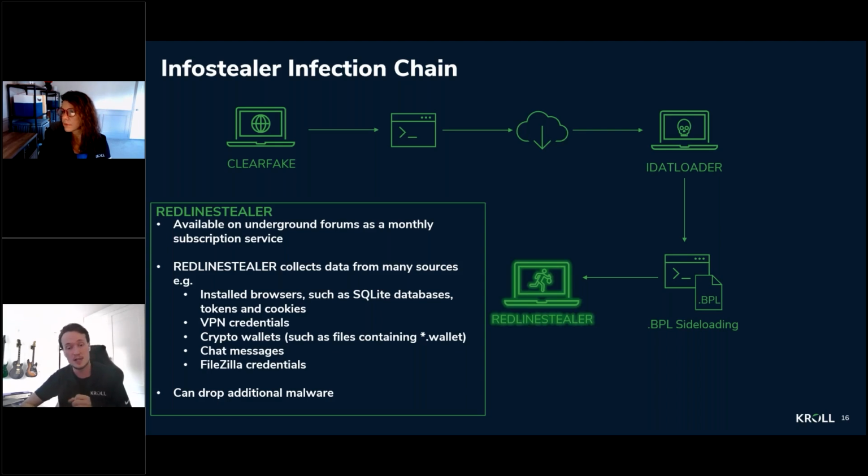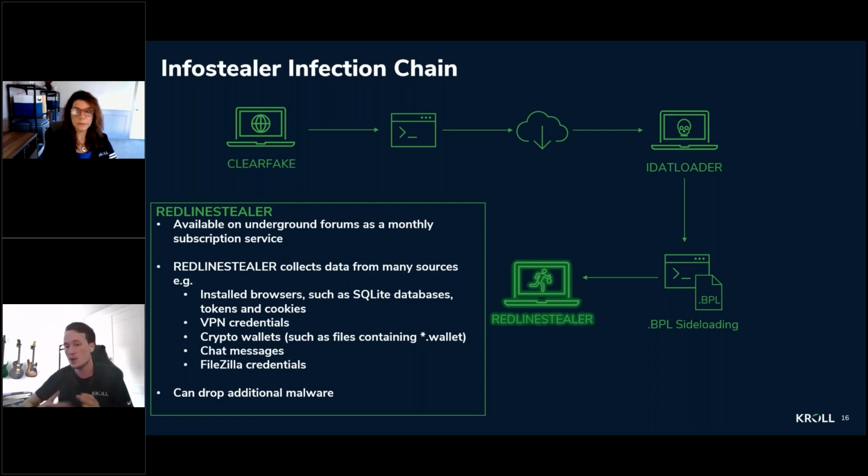It can download browsing history, and then most importantly, things like session tokens and cookies, VPN credentials, and for those that may want to specifically target people in the crypto industry, crypto wallets, and other things like chat messages that could reveal tokens, API keys, and so on and so forth. One of the examples here is FileZilla.